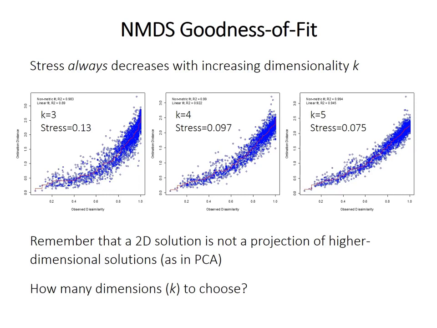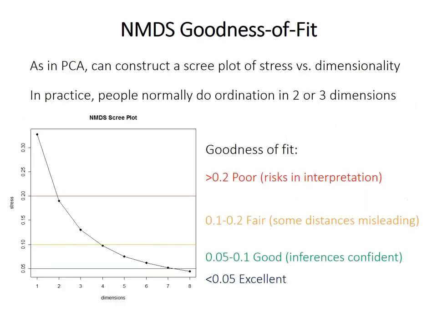And remember that the two-dimensional solution is not going to be a projection of the arrangement of points you might get with higher dimensions. So you can't just say, I'll do it in five dimensions and just look at axis one and two, because as we'll see, the axes don't actually mean anything, and that is not the same as if you did it just in two dimensions. So given that, how many dimensions do you choose? How do you know what to do?